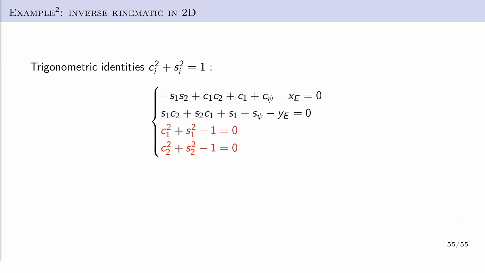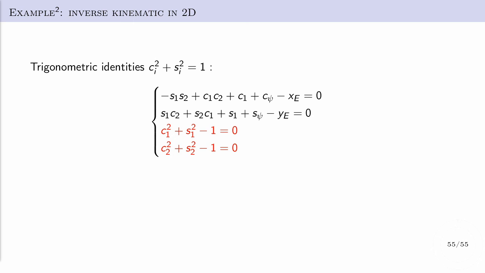Namely, we append the trigonometric identity. The trigonometric identity will ensure that these are sines and cosines. So we arrive at the following system of polynomial equations. And now we are on familiar ground. We can apply all this Grobner basis theory that we developed.